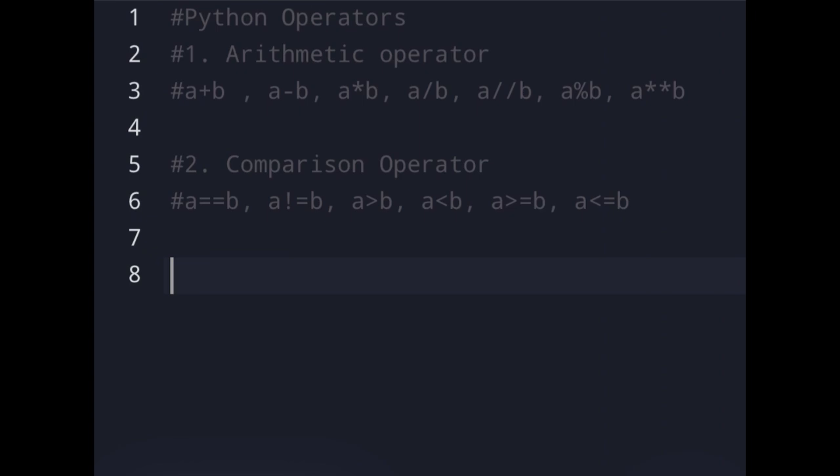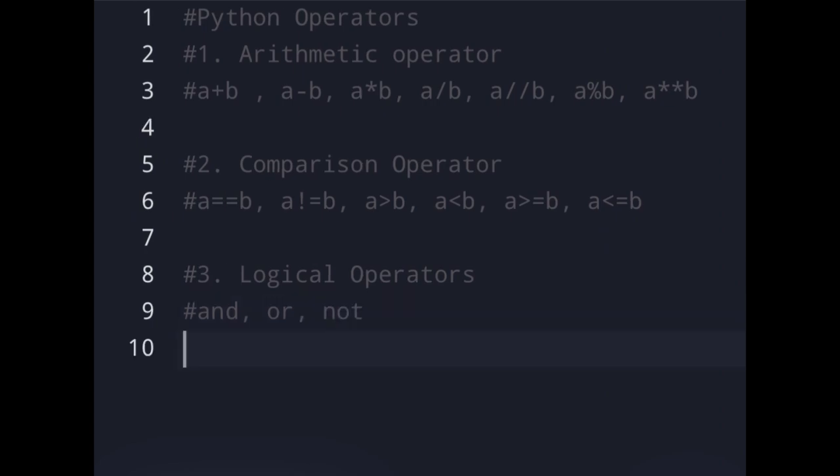Now the third is the logical operator. Logical operators combine multiple conditions. There are only three logical operators: AND, OR, and NOT. These are some logical operators which we can use in the code.